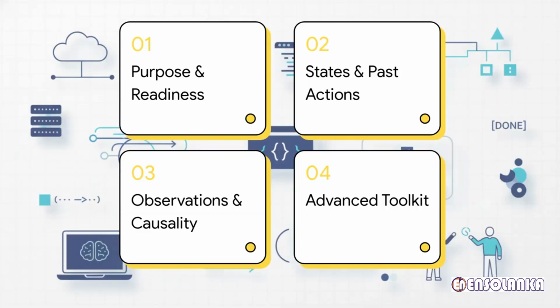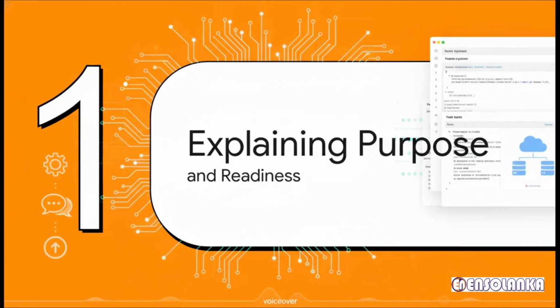Okay, so here's the game plan. First, we'll dive into explaining purpose and readiness. Then, we'll get into reporting past actions and system states. After that, it's all about describing what you see and why things happen. And finally, we'll wrap it all up into one powerful toolkit for you. All right, let's get right into it.